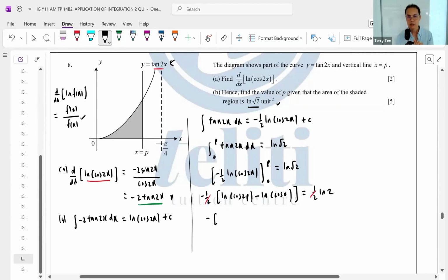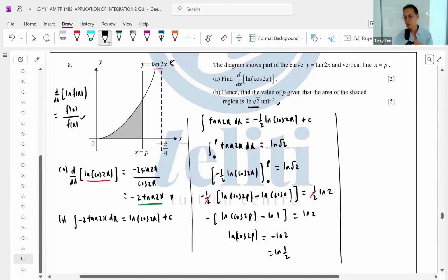You can combine this to ln, copy your ln first of cos 2p. What is ln cos 0? Cos 0 is 1. Ln 1 is 0. So it's ln cos 2p followed by negative ln 2. The negative ln 2 I bring up. So it's ln half. Wow, very long.